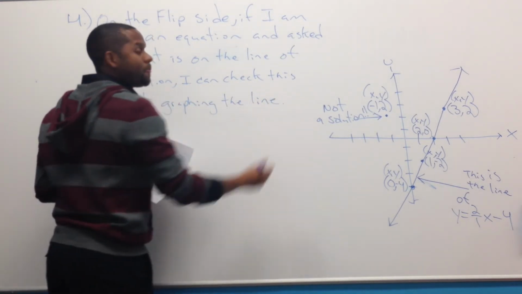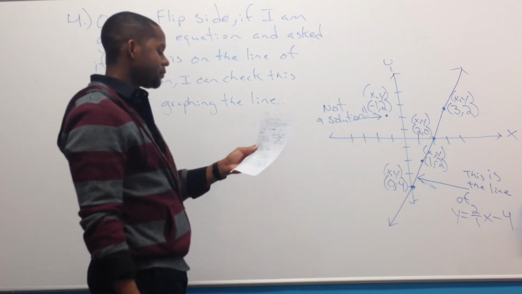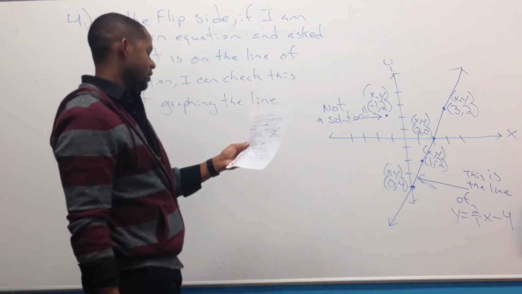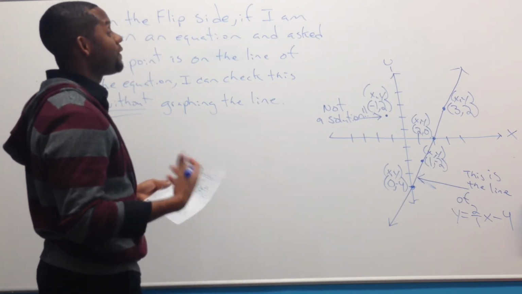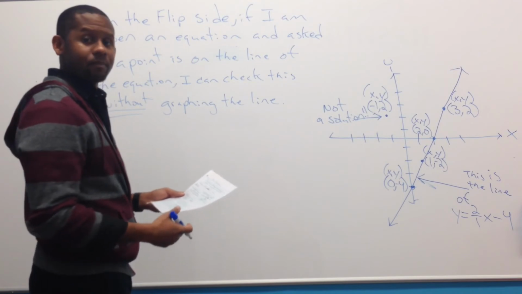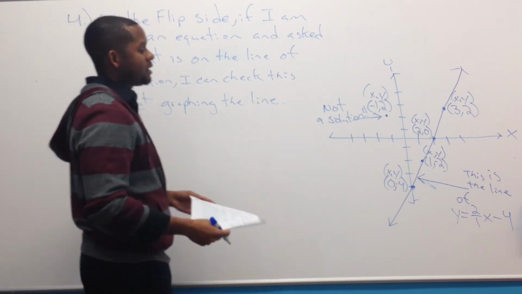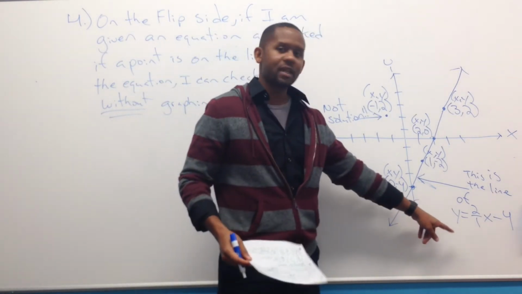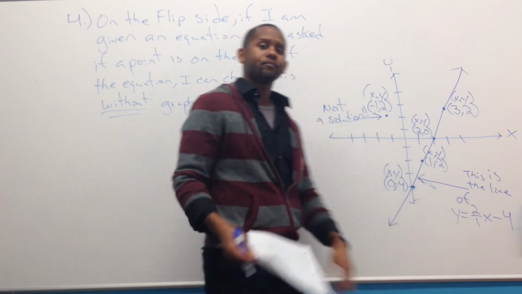How do you think I would do that? Let's think about it for a second. So if I'm given an equation and asked if a point is the solution, or excuse me, is on that line, how would I check it? So here's an example. I give you this graph and I ask if the point 7, 9 is on this line. How would you know without graphing the line?